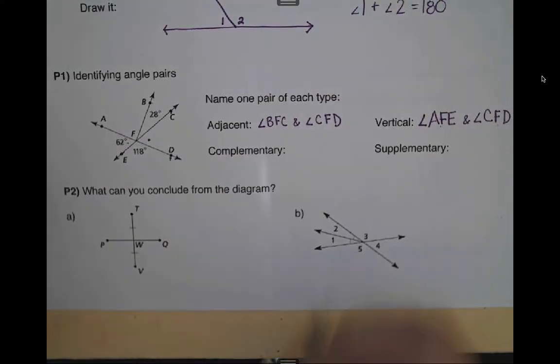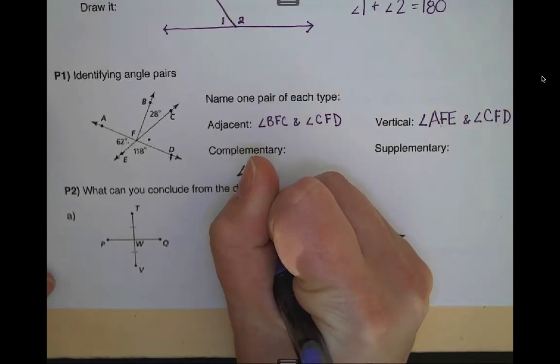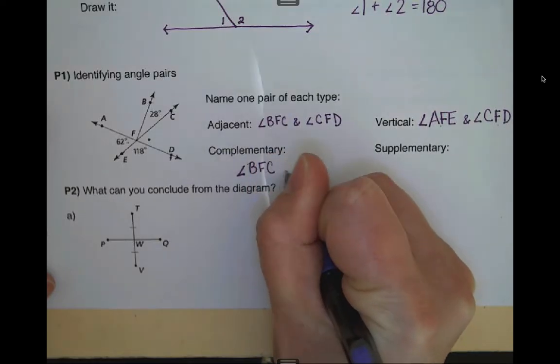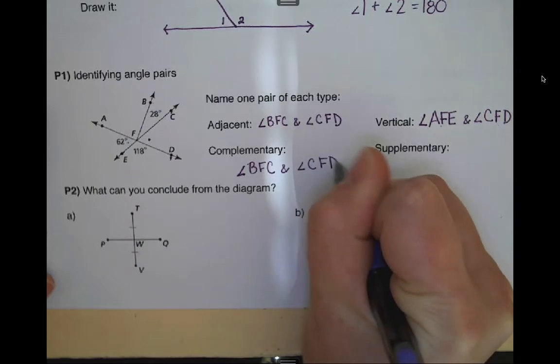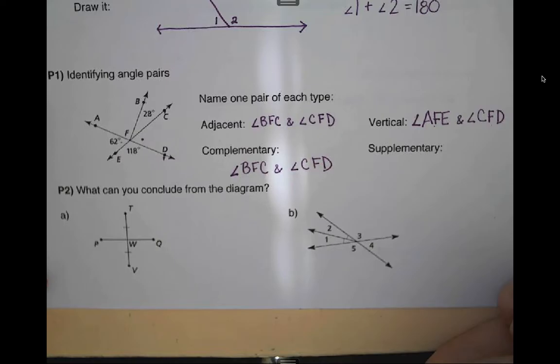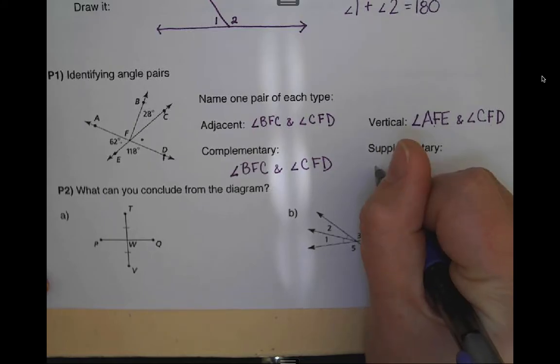A pair of complementary angles, for example, could be angles that sum to 90, BFC and angle CFD. And an example of supplementary angles. Supplementary could be more than two angles. We could have three. I will give you a pair of them though.